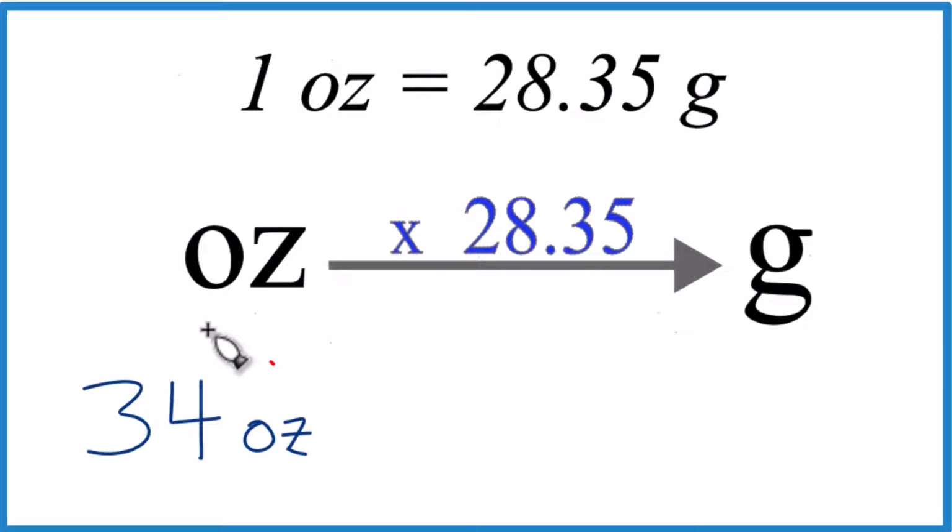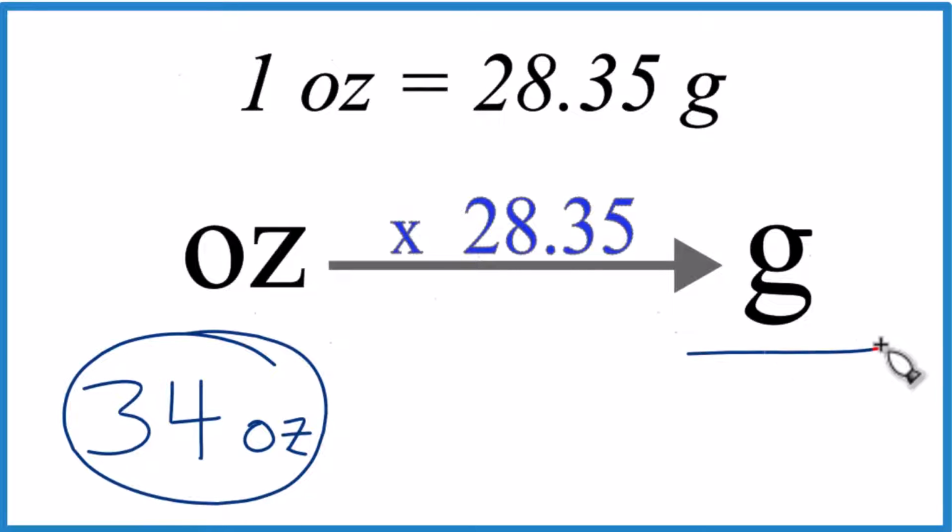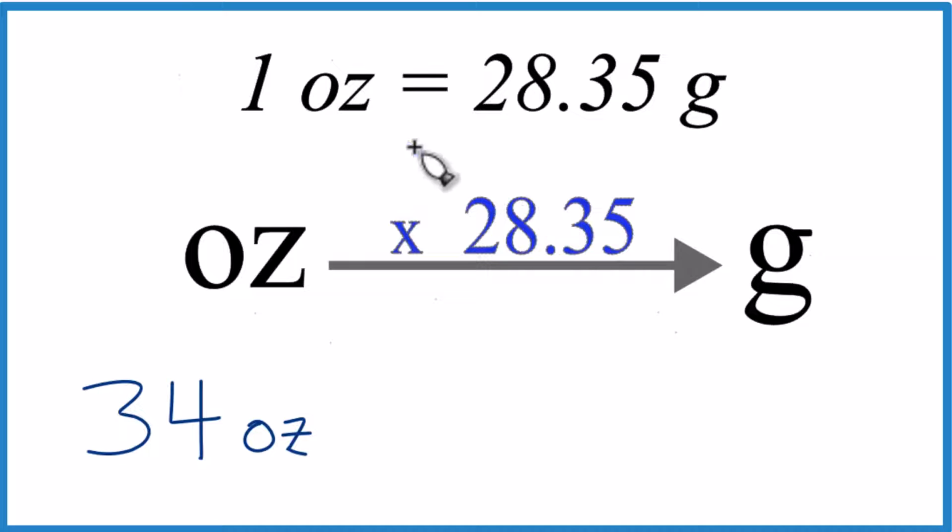Let's convert 34 ounces to grams. Here's how we can do it. So 1 ounce equals 28.35 grams. That's something you just need to remember. We call that a conversion factor.